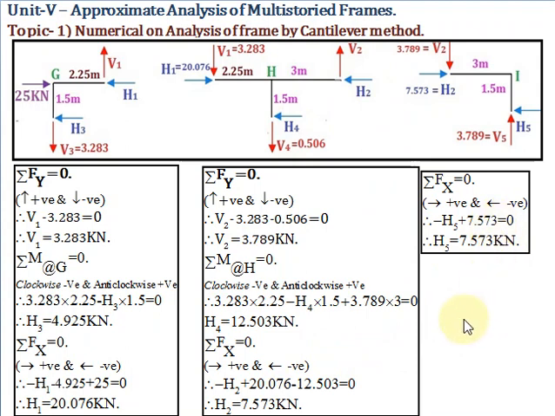Now in the last video one mistake was there in the free body diagram of Y. Here, instead of summation Fx, the wrong equilibrium equation we had selected.